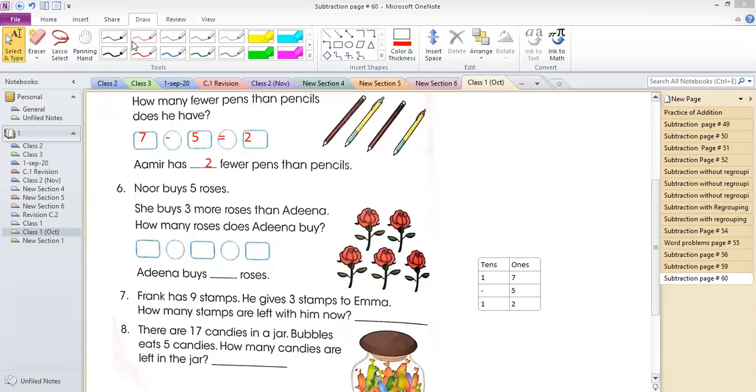Noor buys 5 roses. And she buys 3 more roses than Adina. How many roses does Adina buy? Noor buys 5 roses. No. She doesn't buy 5. I'm not asking for Noor. I'm asking for Adina. Adina. Two. Okay. Let's see.